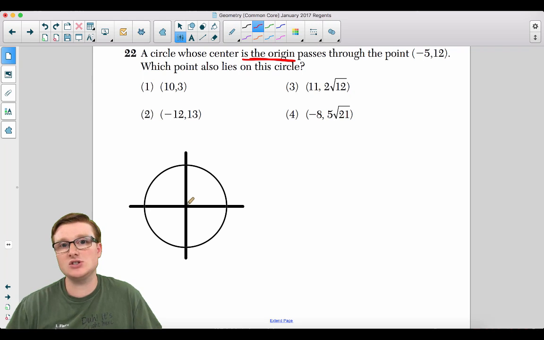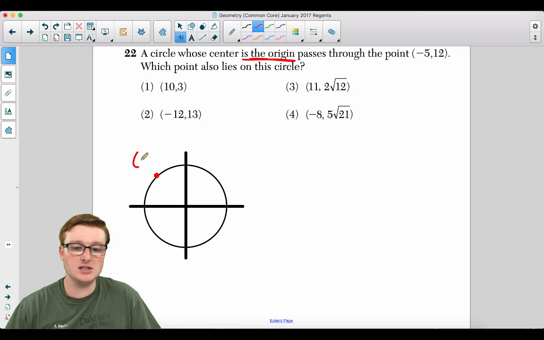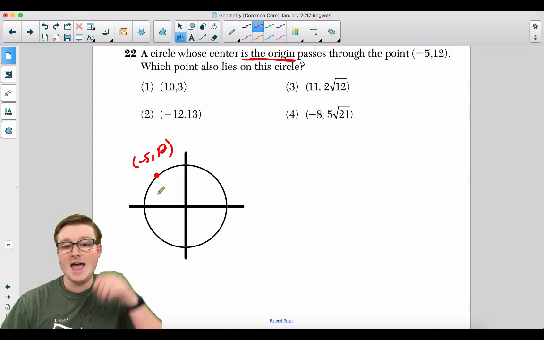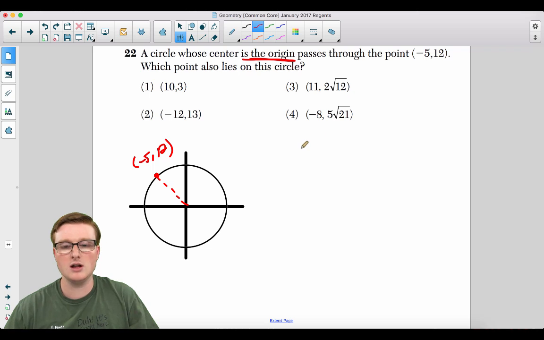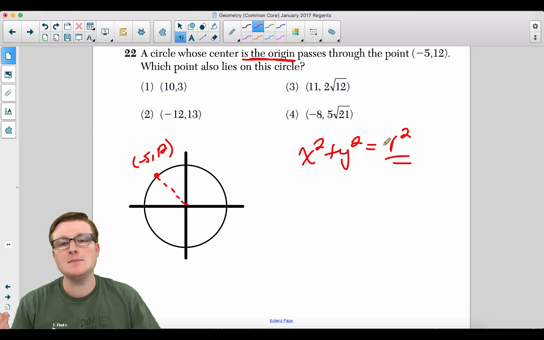So it's centered at 0, 0, and it passes through the point -5, 12. So this is the point -5, 12 up here. That is an ugly 5. Okay? And your job is to find the length of the radius, because we don't know what the radius is. Because remember what you're trying to do. You're trying to figure out which point lies on the circle, but the equation of this circle is x squared plus y squared is equal to r squared. We have to find the r squared. The x squared and the y squared are fine because it's centered at the origin. We need to find r squared.